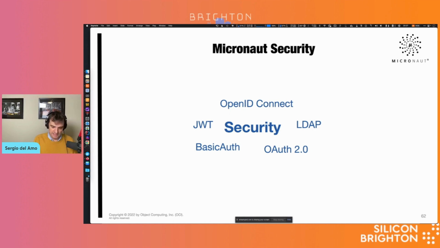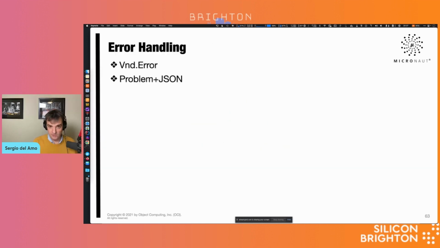So we support session-based authentication, basic authentication, token-based authentication. We have support for JWT. We have support for LDAP servers. You can have multiple LDAP servers. We have OAuth 2 integration. We have OpenID Connect integration. So you can have, for example, your users in your Micronaut application signing in with Google or signing in with Okta or with Keycloak or Cognito. Really powerful and hopefully easy to work with security solution.